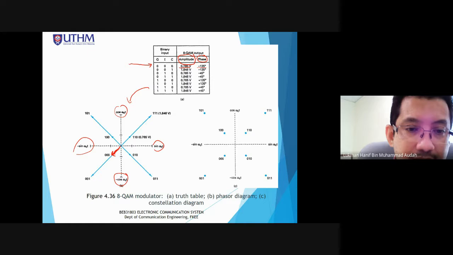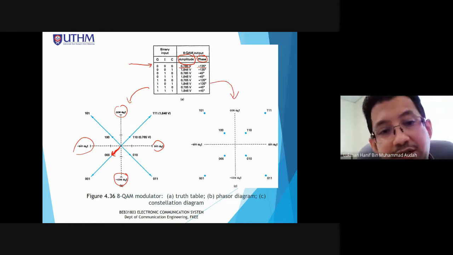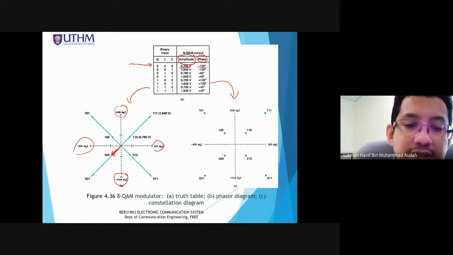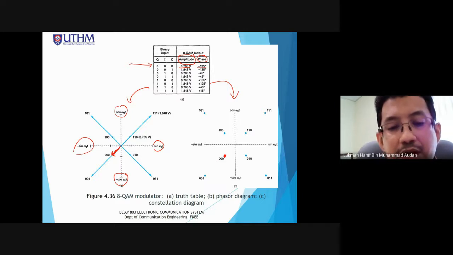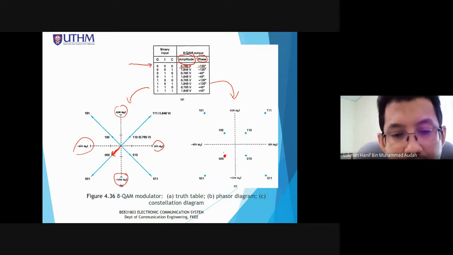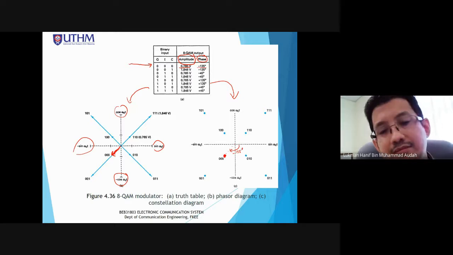Kemudian kalau kita lihat yang ketiga, constellation diagram. Ini gambar rajah titik. Dia macam gambar rajah anak panah, tetapi kita tukar anak panah itu kepada bentuk titik. Okay, the dot diagram. Okay, constellation ni adalah dot diagram yang mana sebenarnya dia berada di sini untuk input 000. Remember, every dot here is referring to the symbol. Setiap dot ini mewakili simbol. Dan simbol ini untuk 000 dia berada di sini. Dan kalau kamu lihat sebenarnya dia berada pada negatif 135 degree. Okey. Itu untuk input yang pertama.